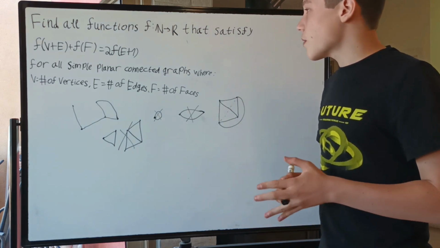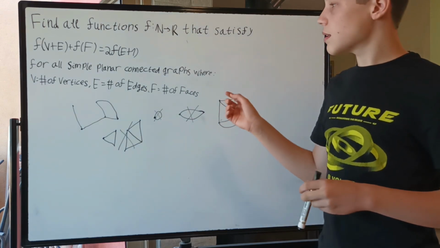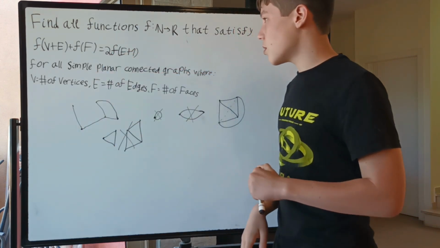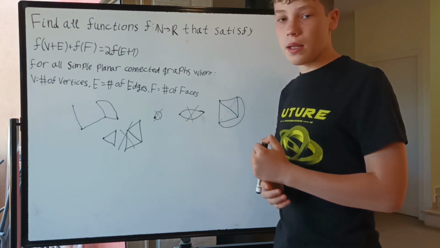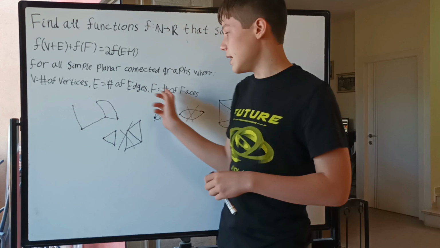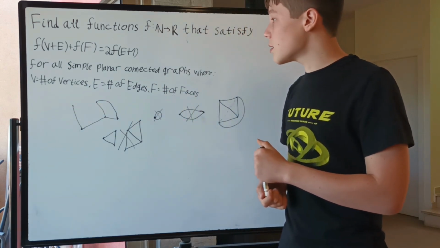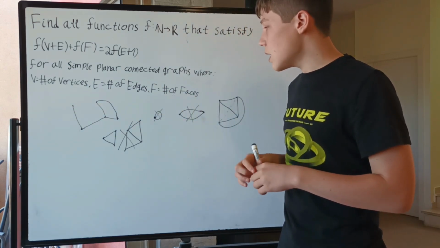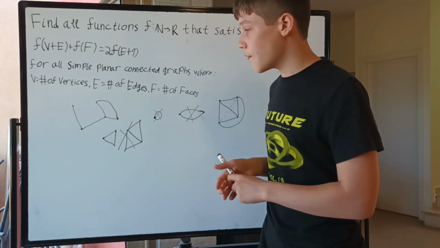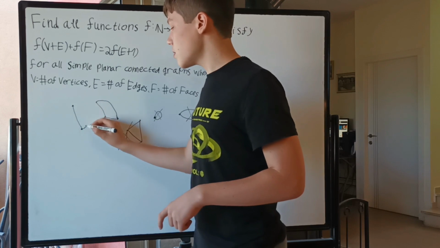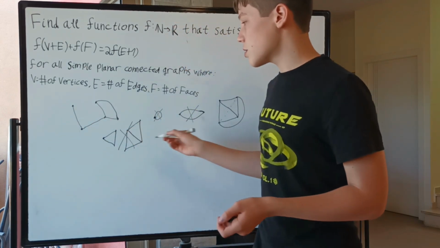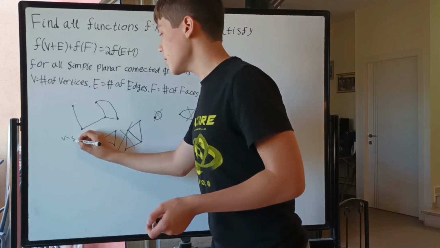And now, after we explain that, let's actually solve this equation. So now let's continue to further explain what V, E, and F are. V is the number of vertices. It's very straightforward. In this example, we have 5 vertices: 1, 2, 3, 4, 5. So in this example, V is equal to 5.